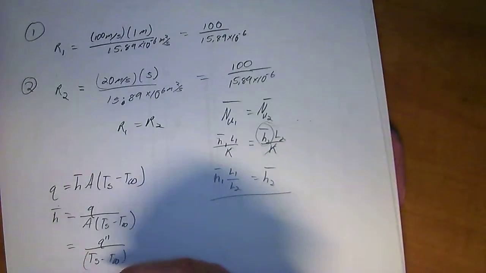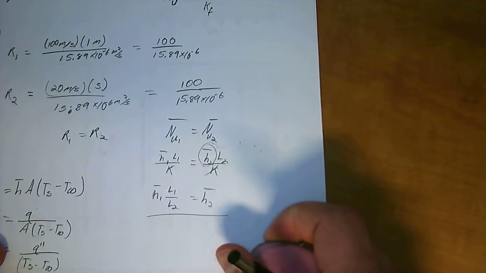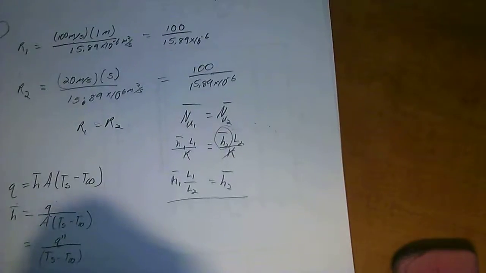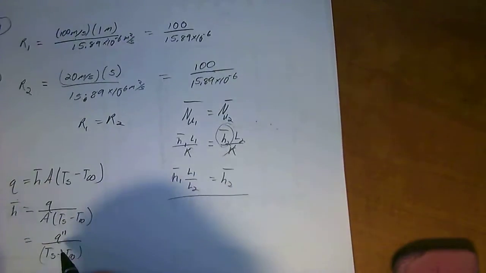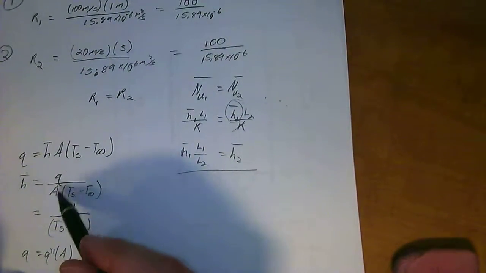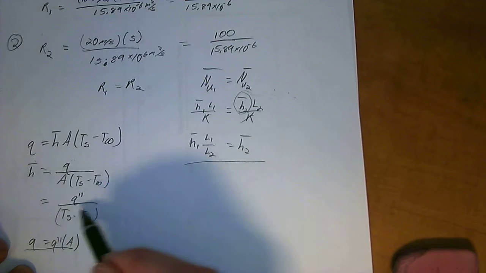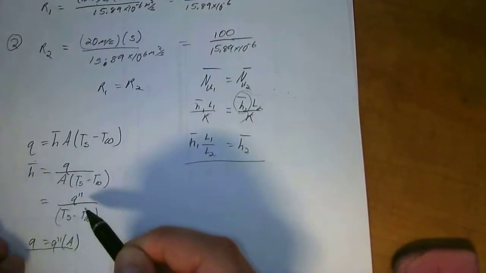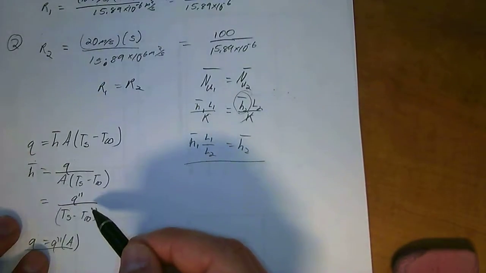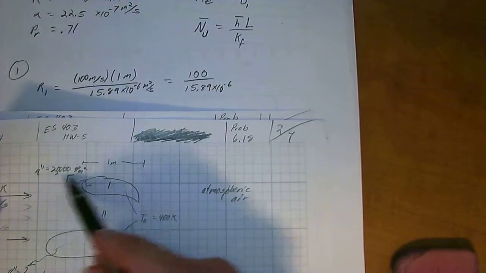Wait a second, I may have made an error there. Yeah, because Q is equal to Q double prime over A. So Q over A is going to equal Q flux right there. This is the relationship that we're looking at to make this leap. So Q divided by A is equal to Q flux. And we have Q flux given to us earlier in the problem, right here.